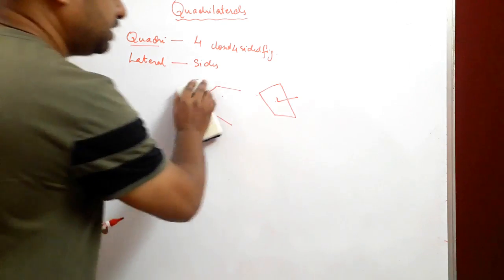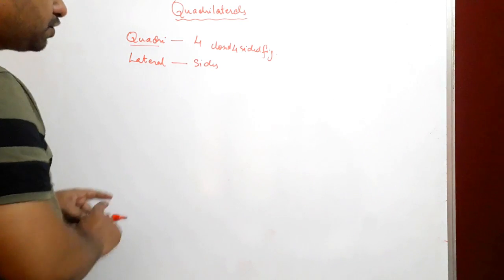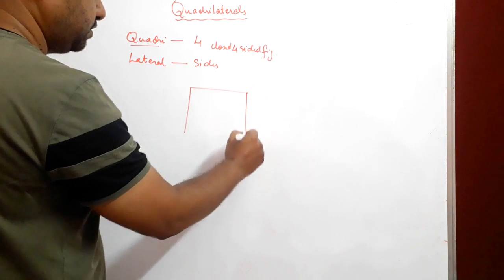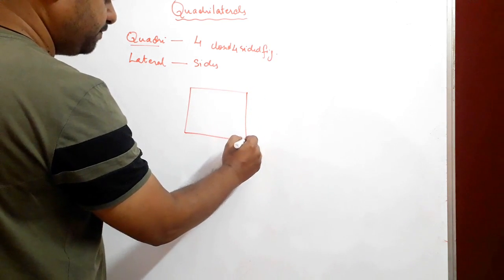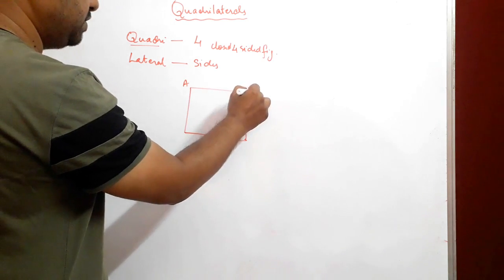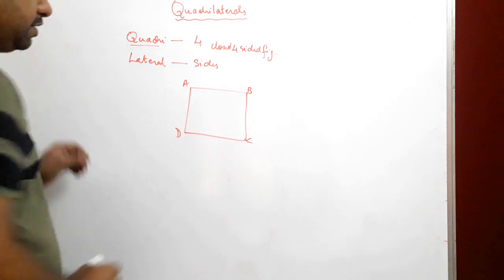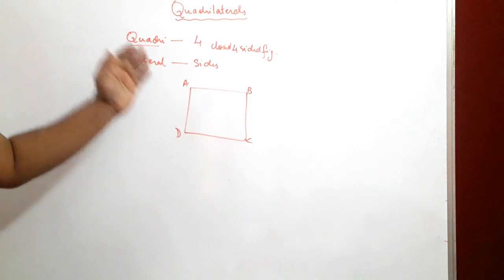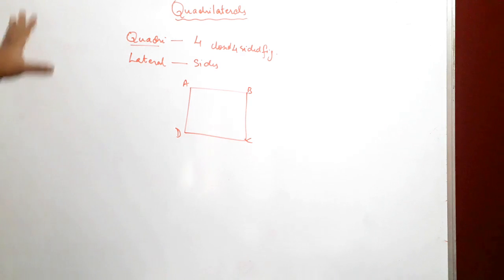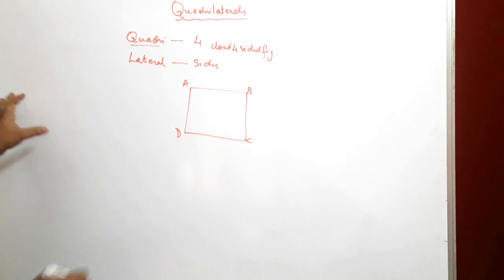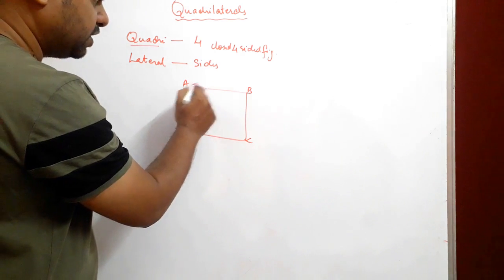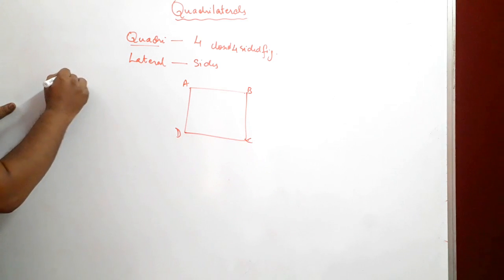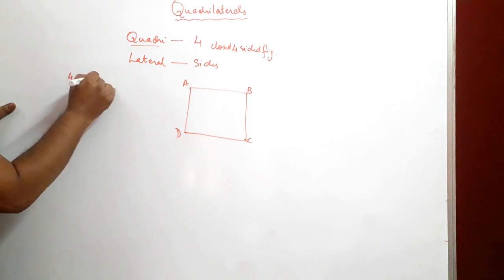I'll just erase this part and we'll draw a proper quadrilateral. We'll give it the names A, B, C and D. Now this quadrilateral is a closed figure. It is four-sided. Now let us see what we can see over here. Can we see four vertices? 1, 2, 3, 4. So we'll list them down. It has four vertices.